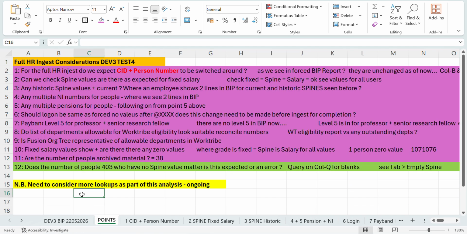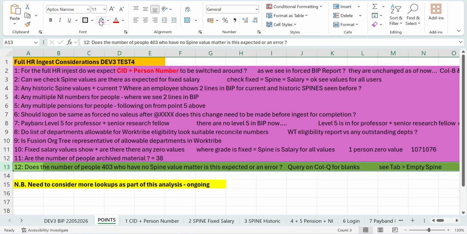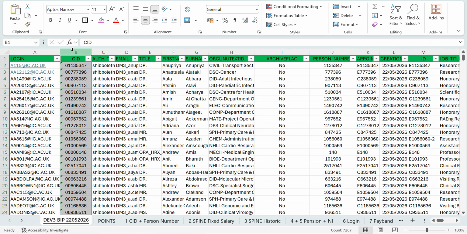Let's go over to our next one now. So a bit more material. So when we're talking about number of people, let me go to the main BIP report here and just plonk myself onto this column for SID. And we can see that the number in total is 7266 if I don't take the top row, so 7266. So when we say the number, that's the number we're going against. That's the number of the people that are being ingested or candidates for ingestion, depending on whether they're being archived or not, because this includes archive and non-archive.